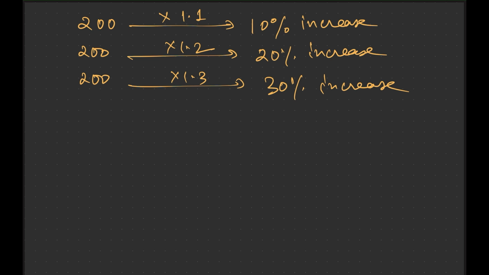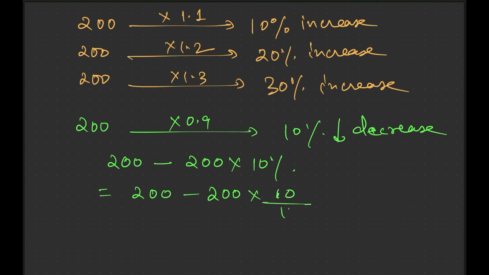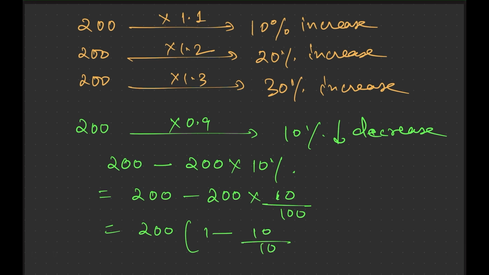Similarly, if we want to decrease by 10%, in that case we will multiply it by 0.9. Let's see how this happens. Suppose 200 minus 200 into 10%. Here also we will take 200 minus 200 into 10 by 100. If we take 200 common, we get 1 minus 10 by 100, and it will be 200 into 1 minus 0.1.